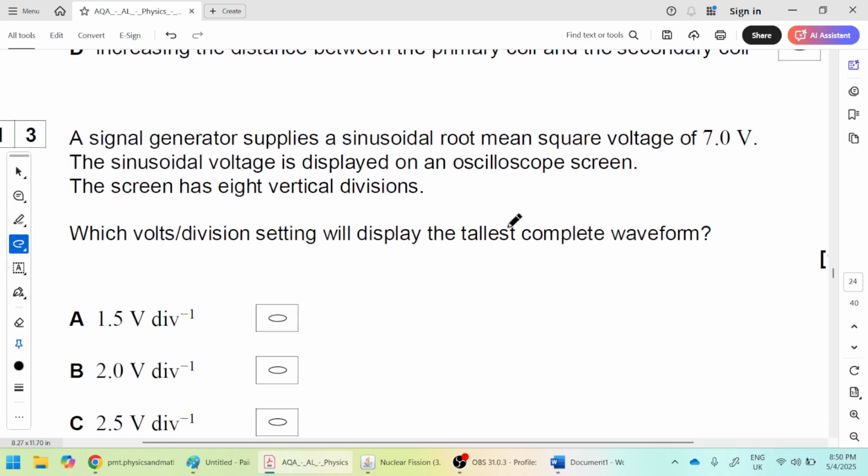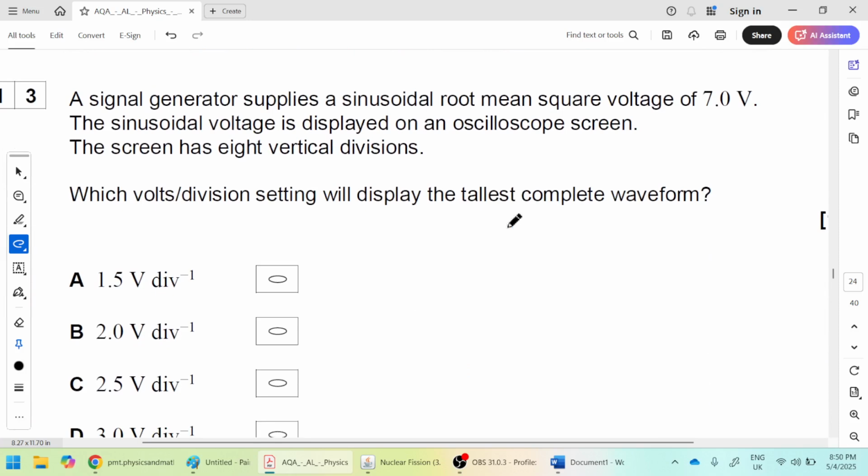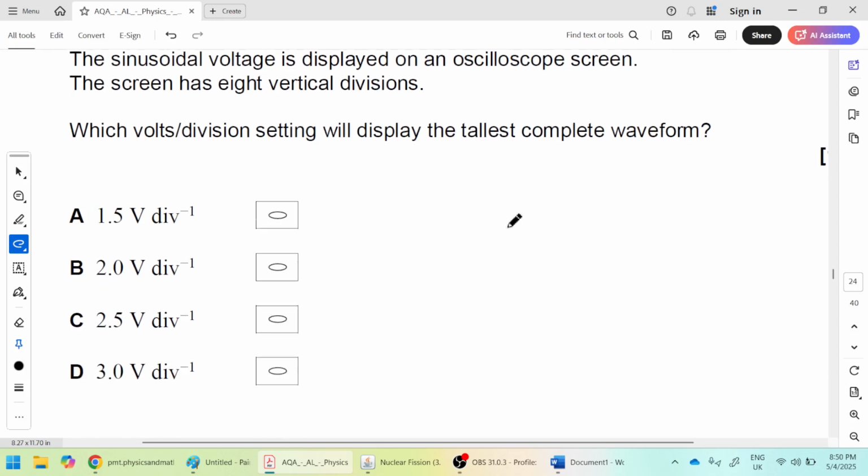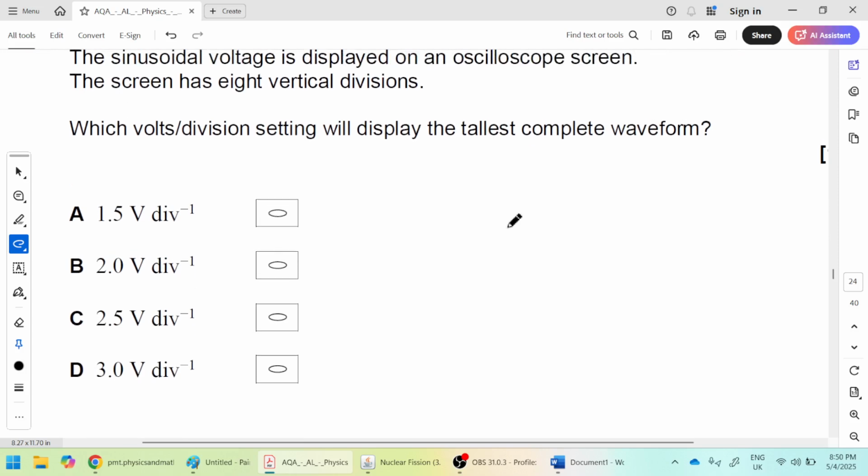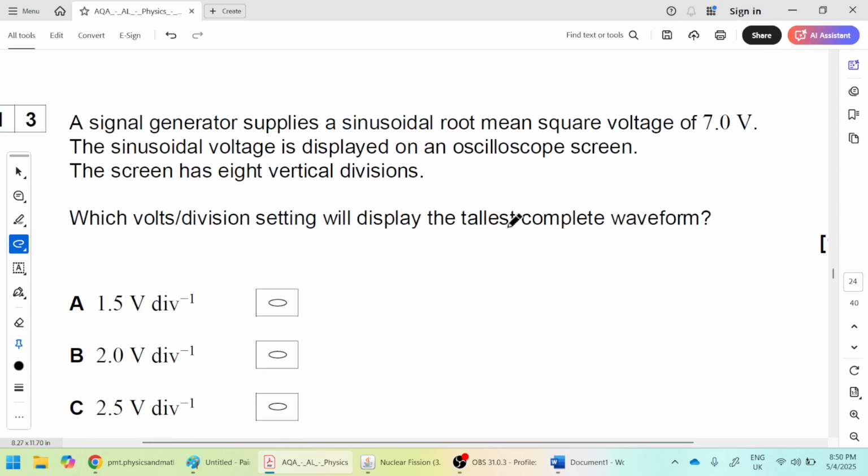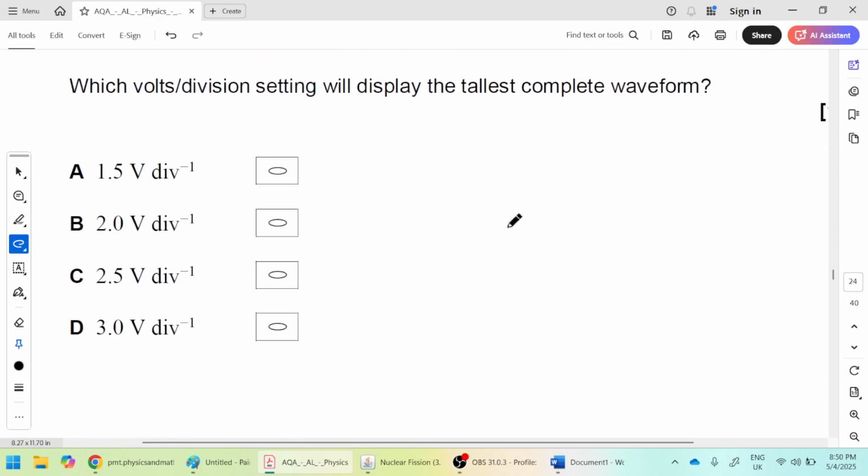A signal generator supplies a sinusoidal root mean square voltage of 7 V. It's displayed on the oscilloscope screen, the tallest waveform. So it's the same amount of volts, but you want the tallest complete waveform. So let's take a look.